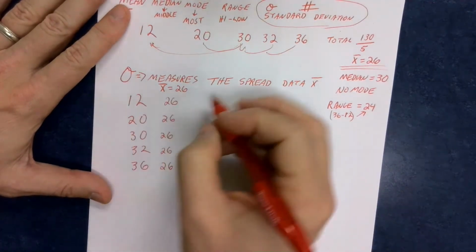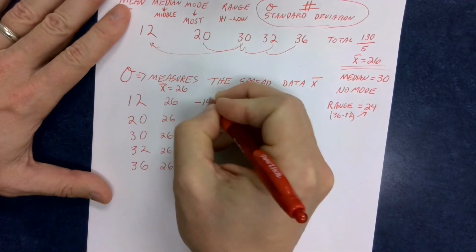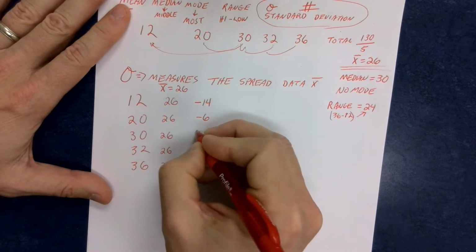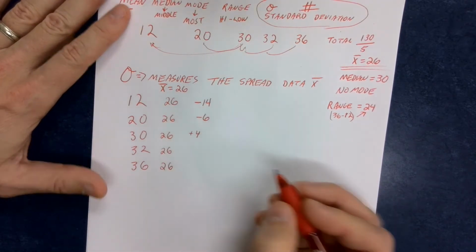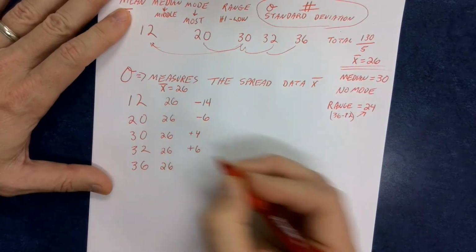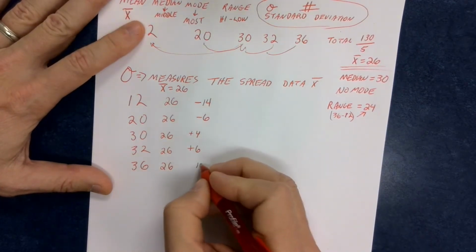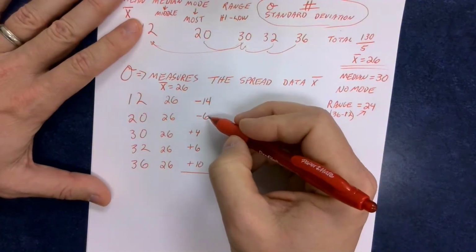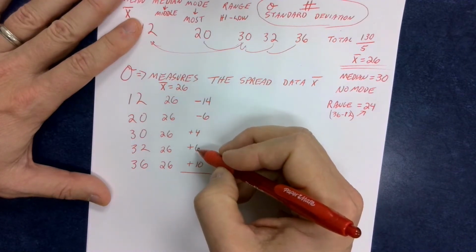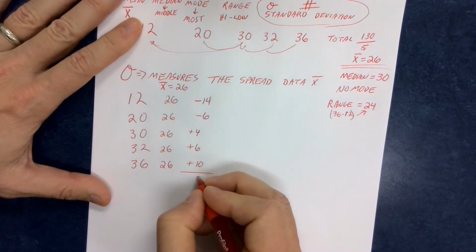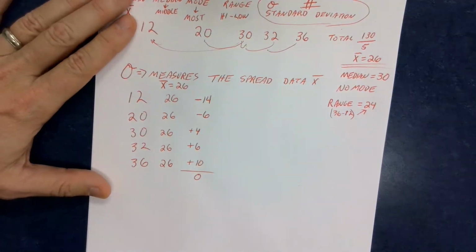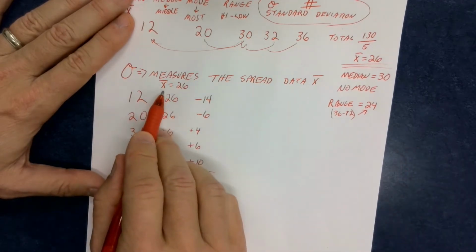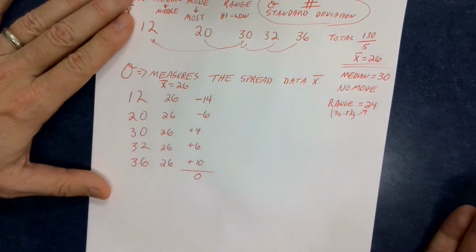So this one, the 12, is 14 below it. The 20 is 6 below it. The 30 is 4 above it, positive. The 32 is 6 above it. And the 36 is 10 above it. And you can see if I add up all these things, 14 and 6 is negative 20, and then 4 and 6 is 10, and 10 is 20, that if I add all those up, it equals 0. So what I really can't do is I can't just add them all up, because since we're measuring them compared to the average, it's always going to be 0, okay?